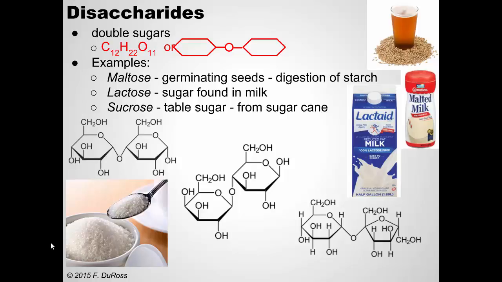So, some examples, the three that you should be familiar with are maltose, lactose, and sucrose. Okay? Maltose is found in germinating seeds. It's produced in the digestion of starch. You ever have malted milk balls? Whoppers? Yeah, like Whoppers, or a malted milkshake. Malted barley is used to produce beer. That's what malt is, or malt extract. So malt comes from that sugar. That's what gives that distinctive flavor.